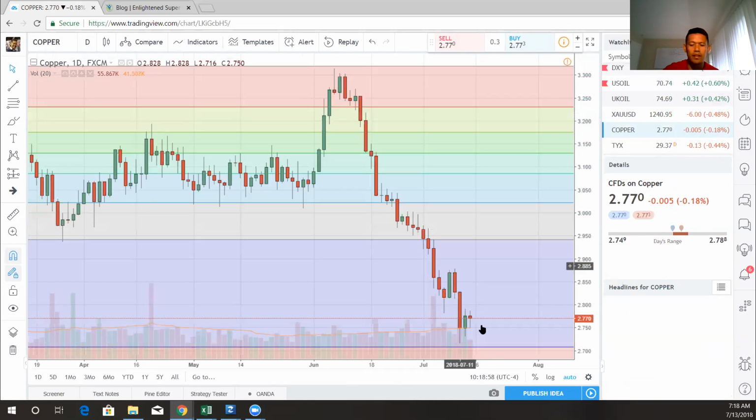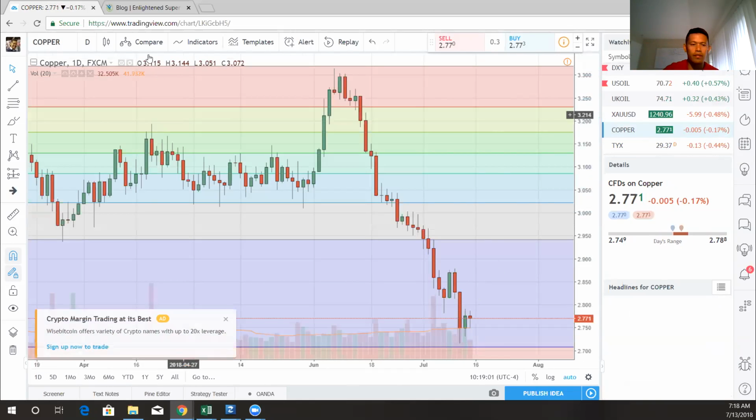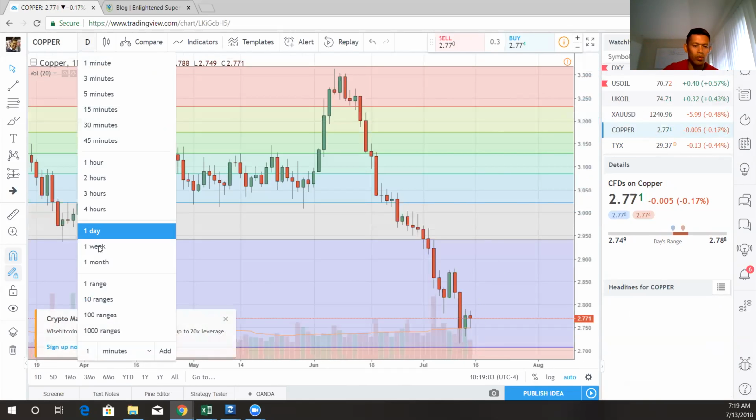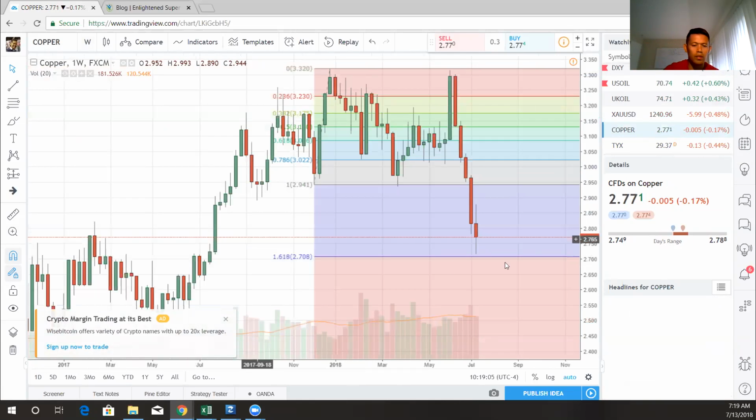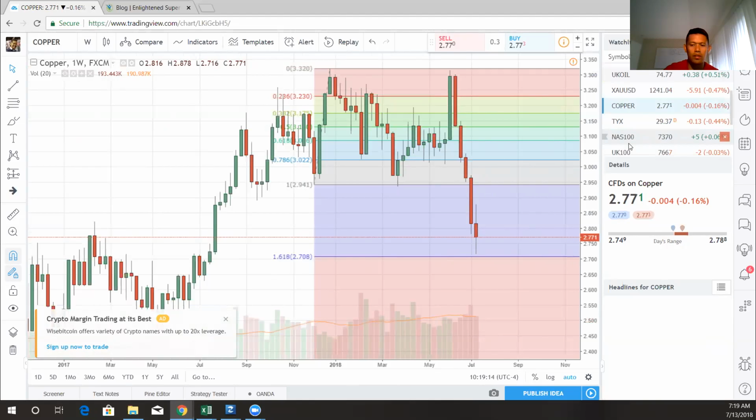Alrighty, let's look at copper. Copper basically settled at 275. So let's look at the weekly. Weekly, beautiful stability. Currently an area of demand, short term to medium term bullish is my verdict with copper.